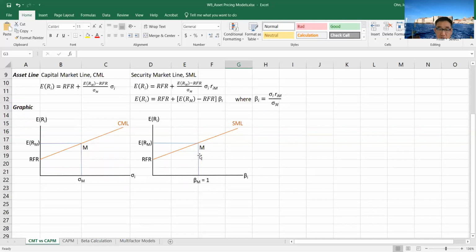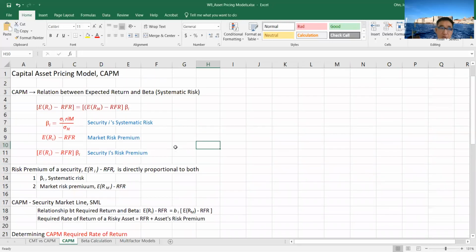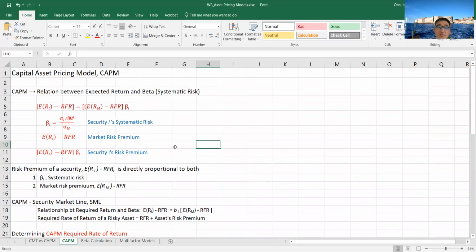Let's apply this to a real situation. Let's talk about this capital asset pricing model, right? As you see here, it shows the relation between expected return and beta. In this form, if you subtract the risk-free rate of return, it is called the risk premium, right? The third portion is the market.